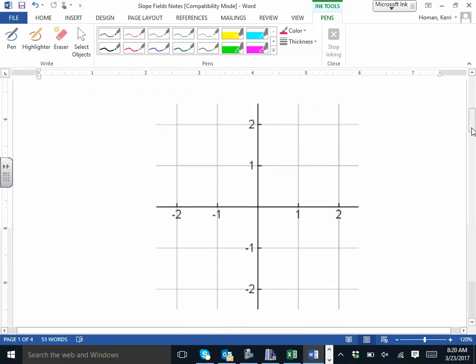Okay, so here I have a grid for you. What we're going to do is draw itty bitty tangent lines at each of these coordinates, representing the slope at each of these coordinates. So dy dx, I'm going to write it right here because it's gone from where you can see. If dy dx is x squared, what is the slope at 0, 0? 0. So we're going to draw an itty bitty tangent line with slope 0 at 0, 0.